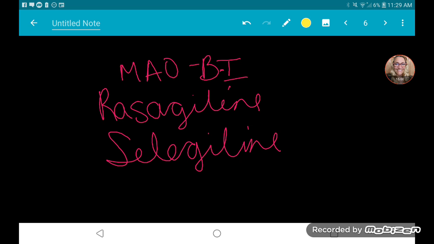How do MAOB inhibitors work when used for Parkinson's? What's that mechanism of action? If you said they inhibit the breakdown of dopamine by MAOB, you are very correct. Once again, we're referring to MAOB as an enzyme that would break down dopamine, and these inhibitory drugs would inhibit that enzyme from doing so.